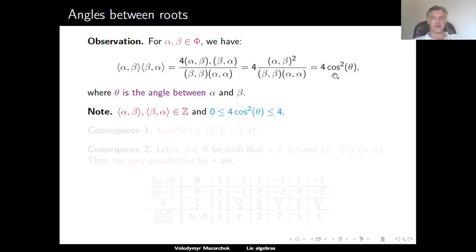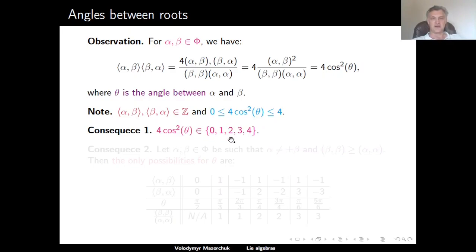At the same time, we know that the cosine has values between -1 and 1, so cosine squared takes values between 0 and 1, which means that 4 times cosine squared takes values between 0 and 4. In particular, since this 4 cosine squared must be a product of two integers, it must itself be an integer, so 4 times cosine squared of theta can only have values 0, 1, 2, 3, and 4. And the value 4 corresponds to the cosine being equal to 1, which means that alpha and beta are scalar multiples of each other. In this case, we know that the only possibilities for beta are alpha and minus alpha.